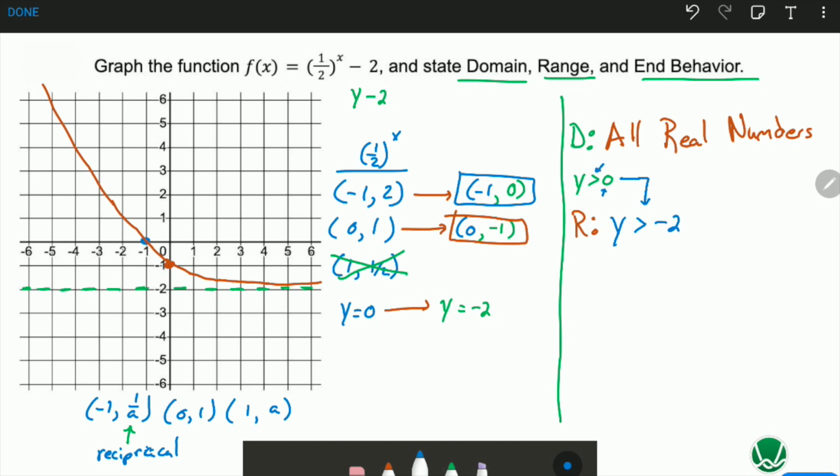And even if you do it the old-fashioned way on our graph, lower bound we stop at negative 2, upper bound we hit it and run off, we can still get the same result no matter how you go about approaching doing the range. For end behavior here, remember for end behavior we have a left side and a right side.